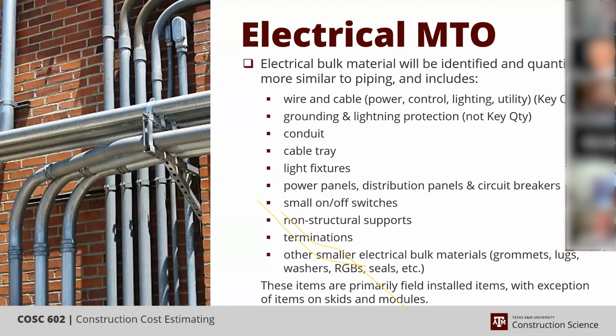Non-structural supports, and that's unistrut and all thread and similar type supports. Terminations, there is a material cost with it, but that's primarily an activity. On the smaller cables, it's simple, but the large cables are actually quite involved. The termination kits for large cable can be pretty extensive. And then you've got smaller bulk materials like grommets, lugs, washers, RGBs, and seals that are all part of that electrical MTO.